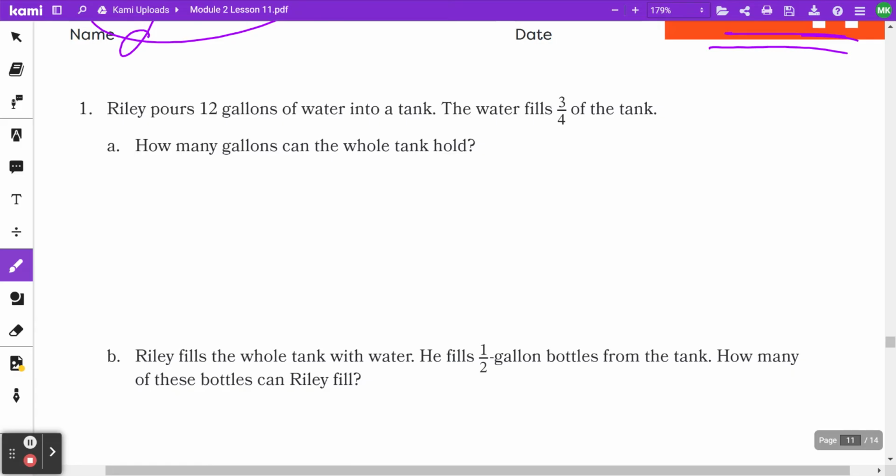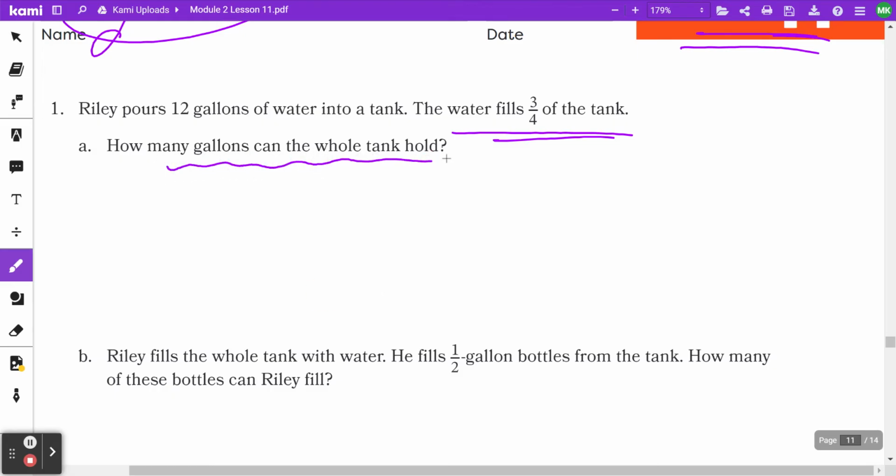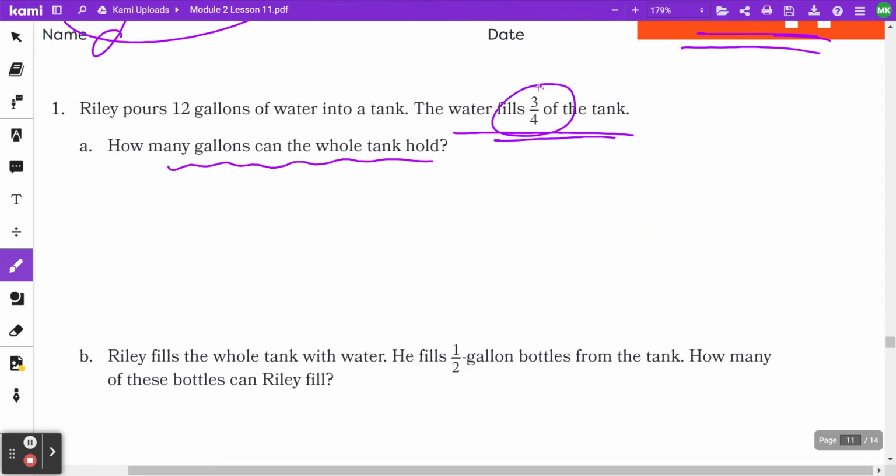She pours 12 gallons of water into a tank. The water fills 3/4 of that tank. So how many gallons can the whole tank hold? This is what I like to call a lemonade jug scenario, right? So we have a jug and we're filling it up and we filled it 3/4 of the way. But what did we do? We put 12 gallons of water into that tank. Question is, how many gallons can it hold?